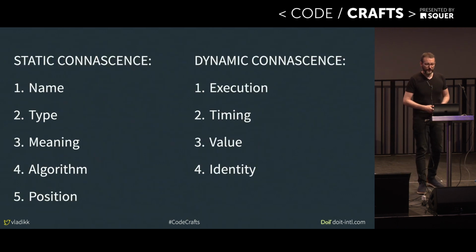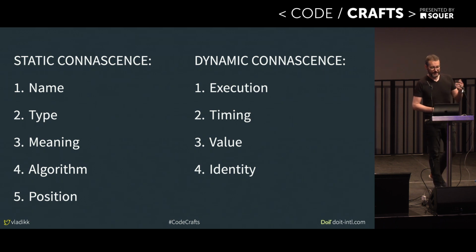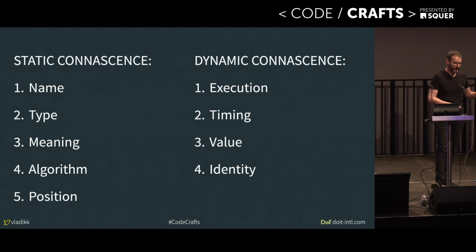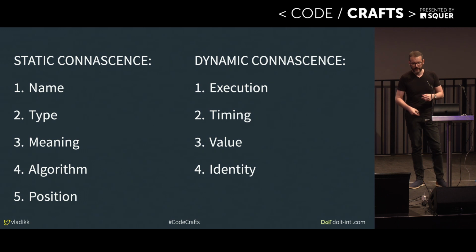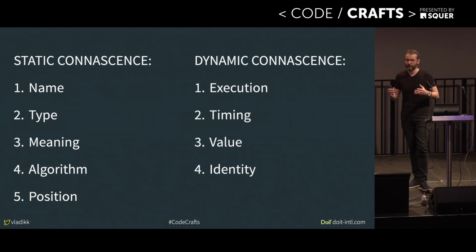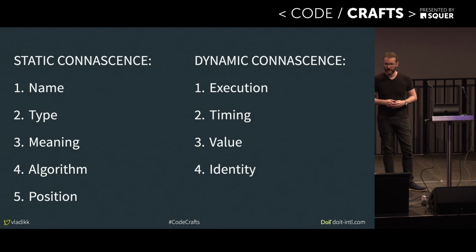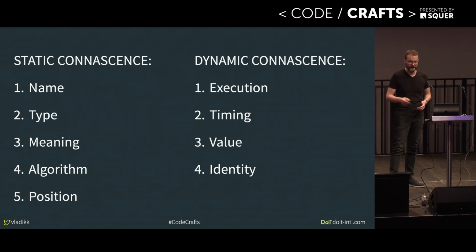So, to evaluate coupling, Meilir Page-Jones proposed 9 levels of interconnectedness, and he divided them into 2 types: static connascence and dynamic connascence. Static is compile time dependencies, things you can identify by reading the code, and dynamic connascence is all about runtime behavior, things that you can analyze by examining how things relate during the runtime of the system. Let's start with static connascence.